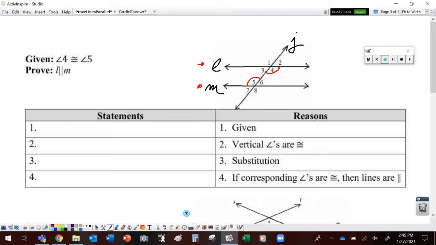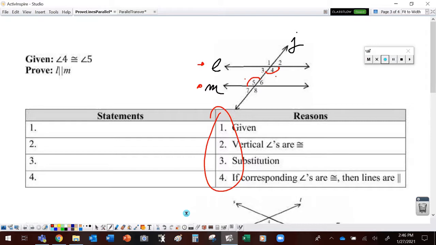Now, the easy solution here is to say that angles 4 and 5 are alternate interior angles. And if alternate interior angles are congruent, that means the lines are parallel. However, we can see that they have a few more steps here, and none of them deal with alternate interior angles. So we're going to have to take a slightly different approach.